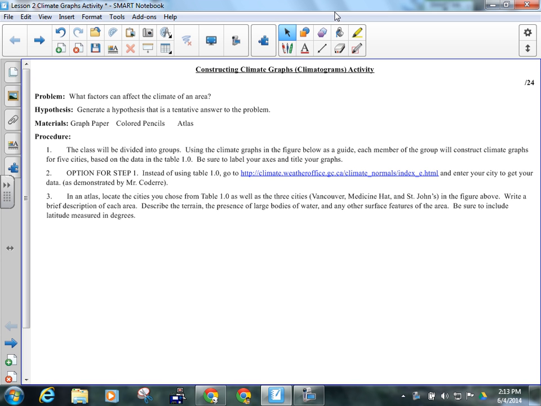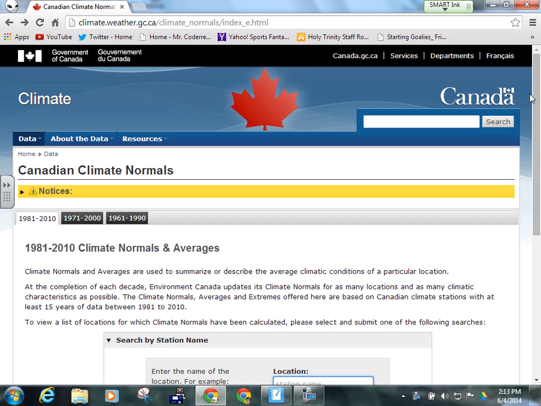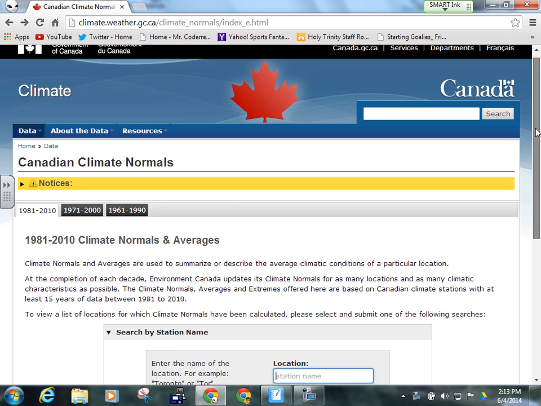So you can use your phone for this if you want. You just need to type this URL into your browser, and when you do that, this site will come up. It's basically Environment Canada's climate website, and it's got Canadian climate normals, etc.